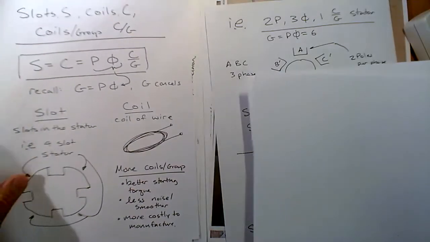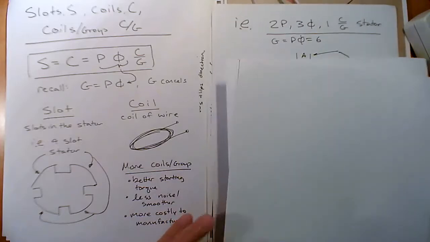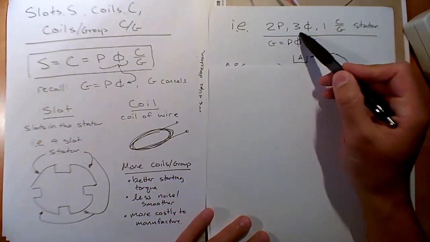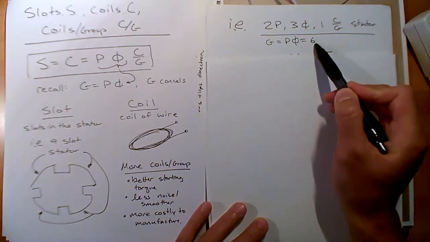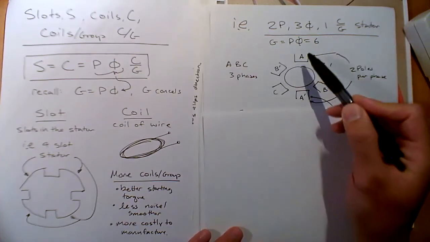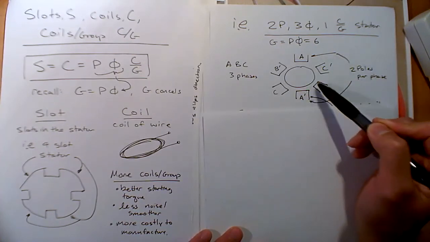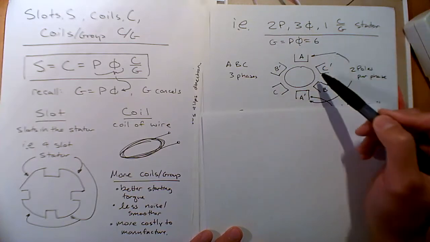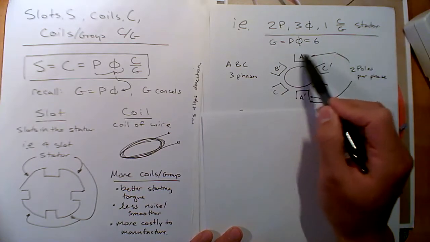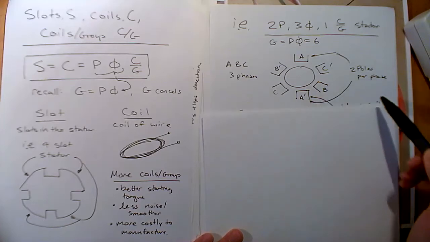So let's look at some examples. If we have a 2-pole 3-phase 1 coil per group, we have 6 groups here. You've seen this already. A prime, B prime, C prime, right? 2 poles per phase, good. 3-phase A, B, C, and 1 coil per group. So there's only going to be 1 coil wrapped around it, right?